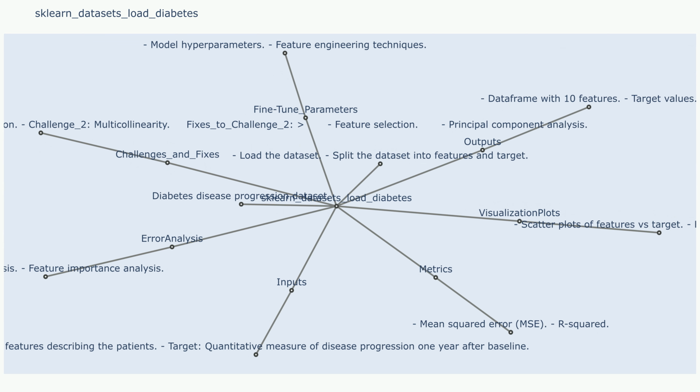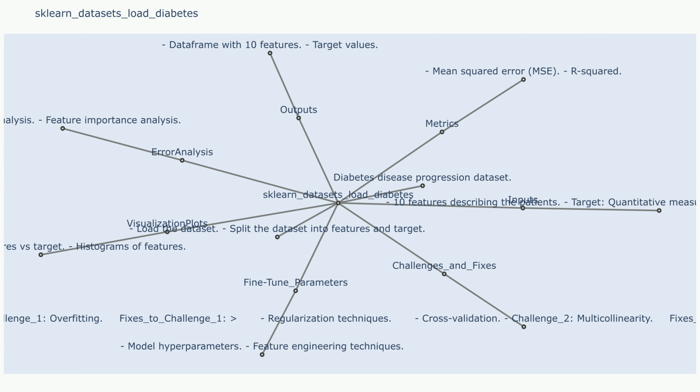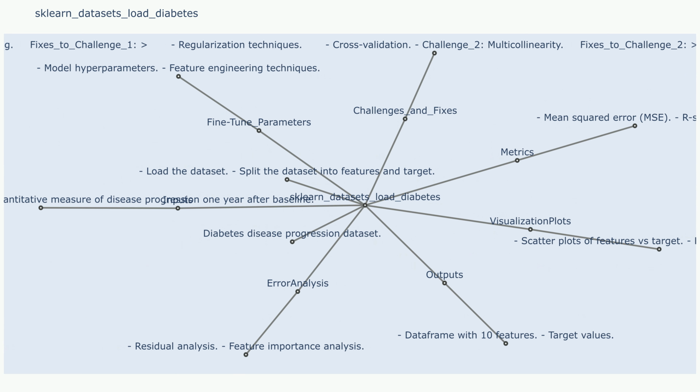Uncertainty methods: confidence intervals can be used to quantify the uncertainty in the model's predictions. Bootstrapping, a resampling technique that can be used to estimate the uncertainty in model parameters. Challenges and fixes. Overfitting: the model might overfit the training data and fail to generalize to unseen data. Sample use case: a model trained on a small dataset might learn the noise in the data, leading to poor performance on new data. Fixes: use regularization techniques to prevent overfitting. Increase the size of the training dataset.